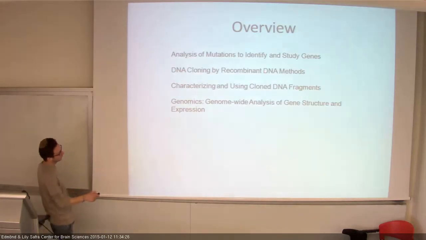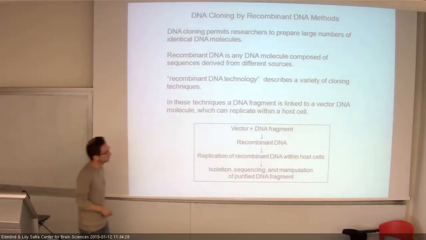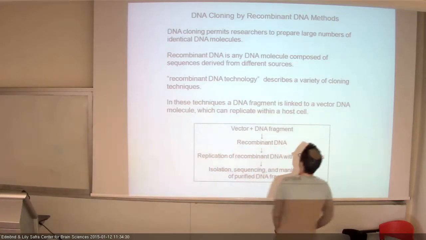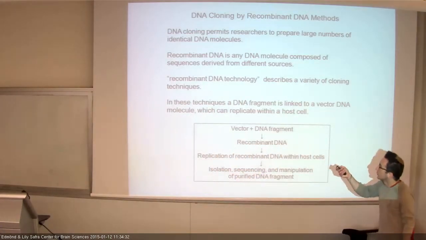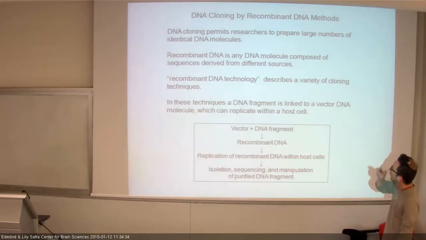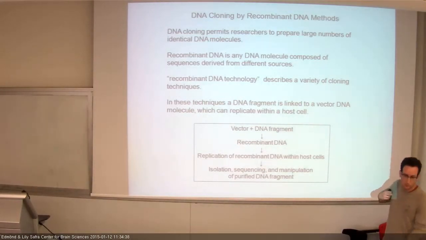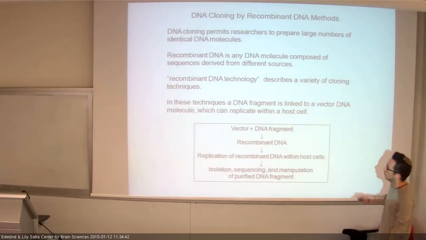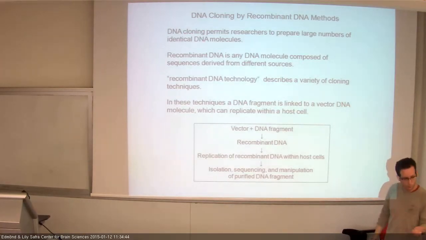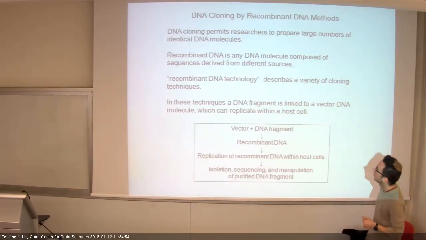DNA cloning and recombinant DNA methods, just the principles of how this whole field works. DNA cloning permits researchers to prepare large numbers of identical DNA molecules. We need these large numbers to be able to talk about protein structure or to use this DNA molecule as a probe. For instance, the TRAC DNA molecule in the Kandel paper was recombinant, and to use it as a probe in an assay, you have to have a lot of it.